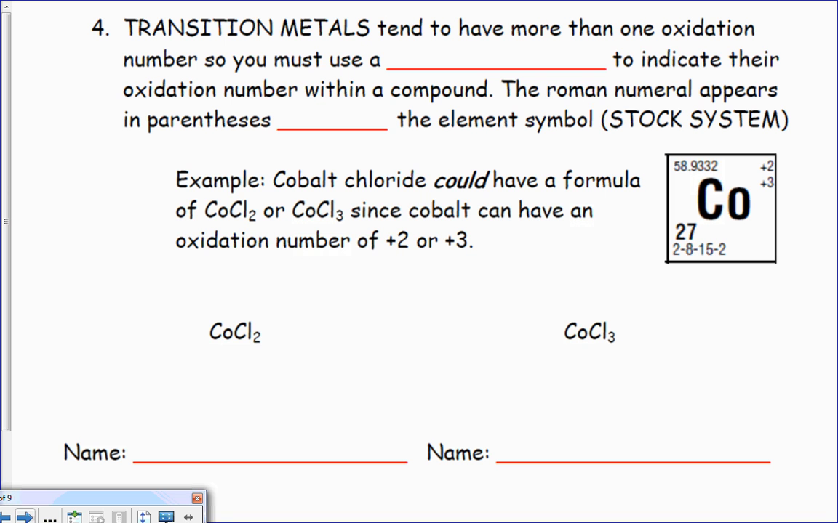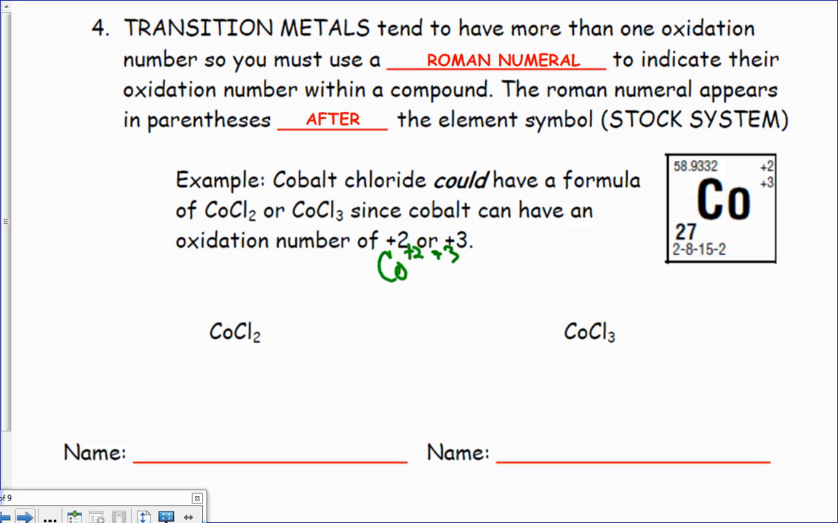Transition metals tend to have more than one oxidation number, so that's where we start to use the Roman numerals. They're going to come after the metal and we'll put it in parentheses, and they call it the stock system. So that came up in our Quizlet, I do remember. So here we go. I got cobalt chloride could have a formula of CoCl2 or CoCl3 when I crisscross the charges, right? Because I don't know, is Co a +2 or a +3? Well, I really don't know.